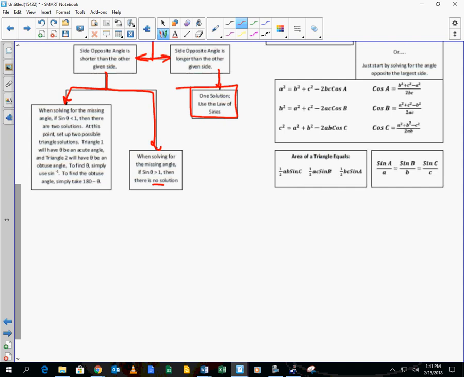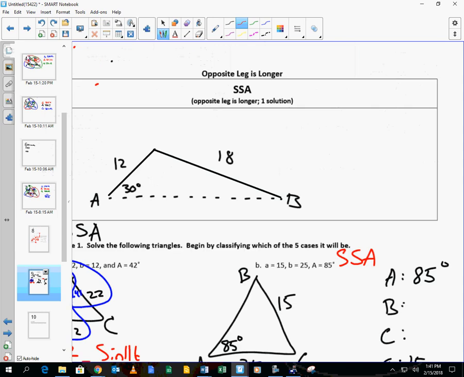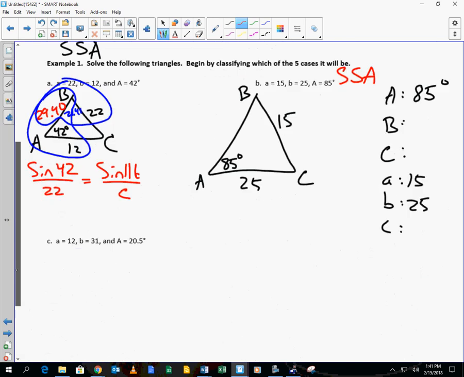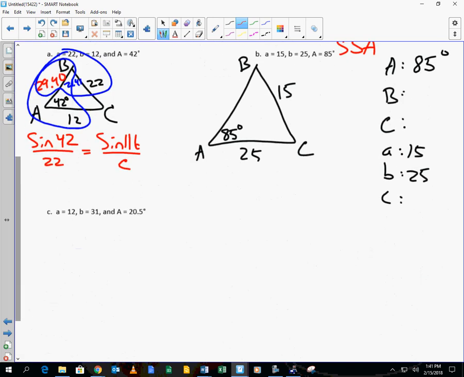We either get no solution or 2 solutions. It looks like when we solve for the missing angle, if sine is greater than 1, then there's no solution. If sine is less than 1, then there are dos, which is Spanish for 2. Okay? So we don't know yet. There could be none or there could be 2.